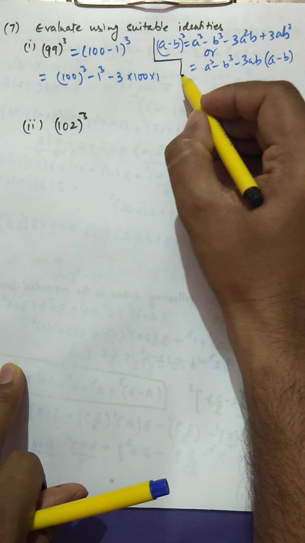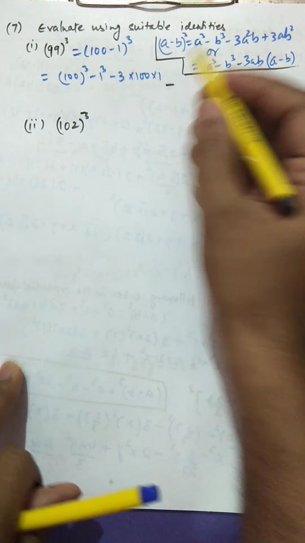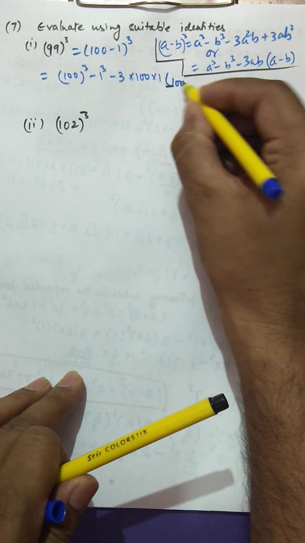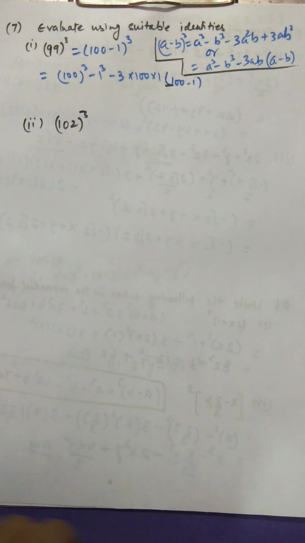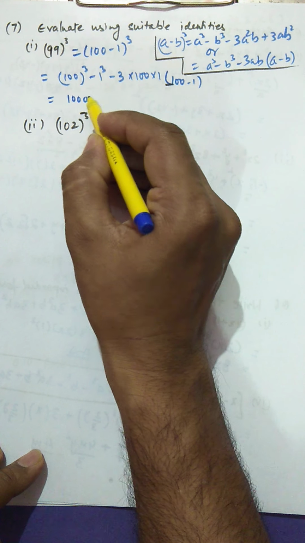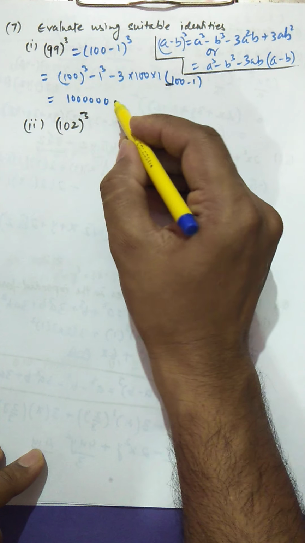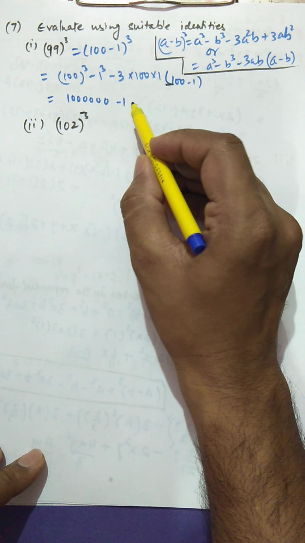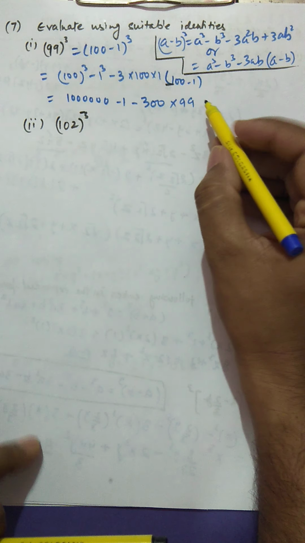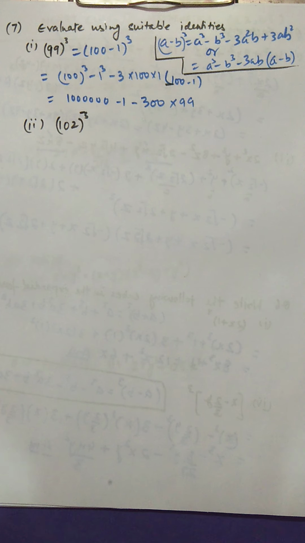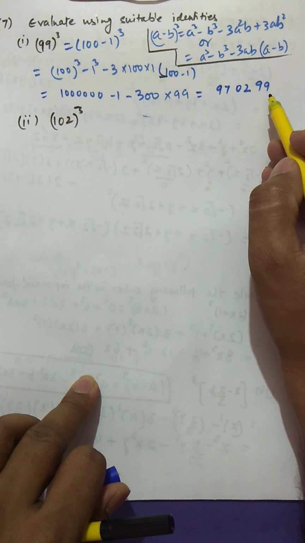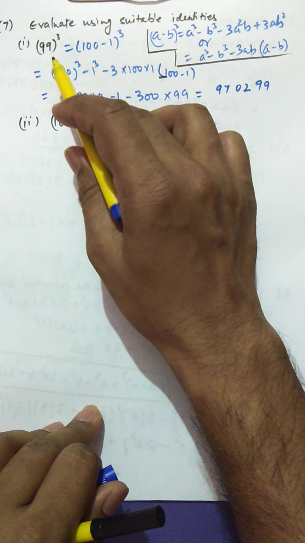I'm just separating it. So next will be your bracket and 100 minus 1. So now this 100 cube will become 1 followed by 6 zeros, minus 1, and this will become 3, this is 300 and this is 99. So we'll simplify this and we'll get the final answer. So after simplification you will get 970,299. This is the answer of this 99 whole cube.